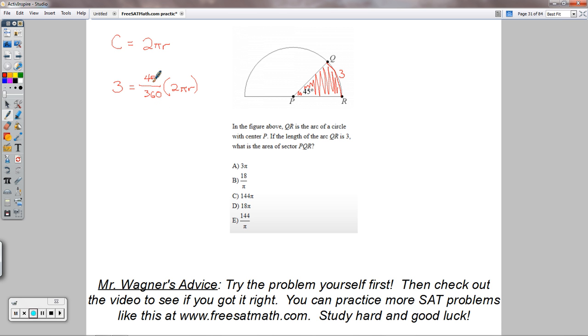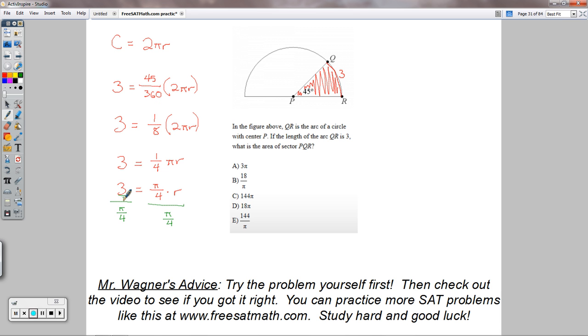And so from there, I know 45 over 360, 45 goes into that 8 times. So I've got 1/8 times 2 pi r. And if I multiply 1/8 times 2, I would have 2/8, or in other words, 1/4. So I've got 1/4 pi r. Another way to write that would be pi over 4 times r. From there, to get just r by itself, I can divide by pi over 4.